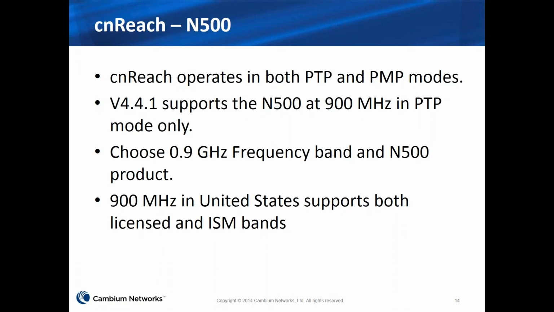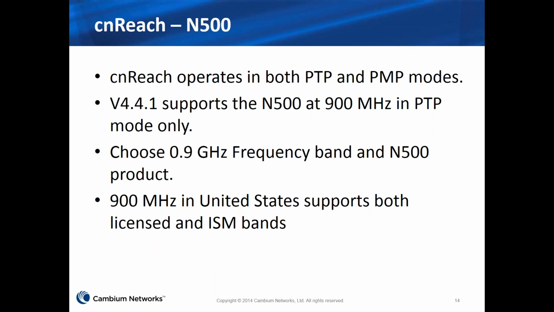In LINKPlanner in the PTP side, select the 0.9 GHz band, and the N500 will be available as a product option. In the United States at 900 MHz, the N500 supports both the licensed and the ISM bands, which means as you plan the links, depending on which band setting you select, you'll see different features, some of which will be similar to our other unlicensed products, and some of them will be similar to our licensed products.